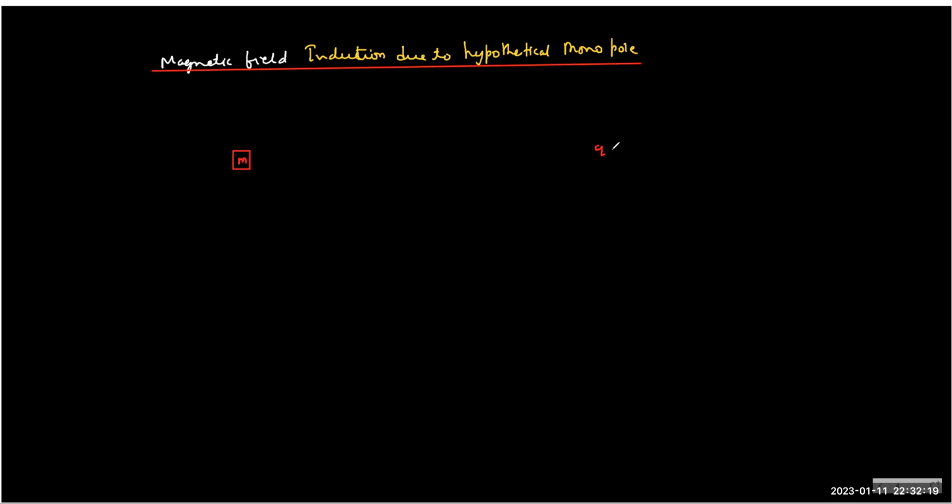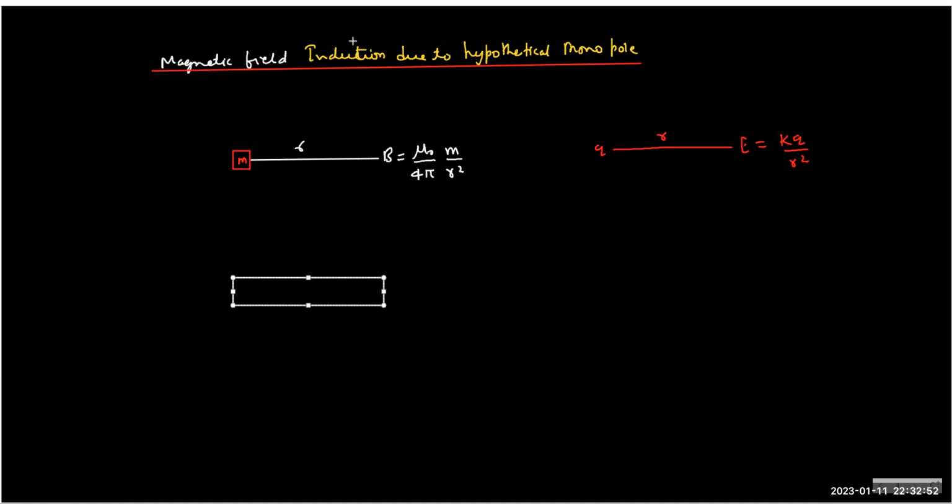So I'll do one by one. From electrostatics, we know at a distance r, what is the electric field? K q by r square, right? So similarly, for monopole, the value of magnetic field will be mu naught by 4 pi, m by r square. If you think this is the formula, then the moment I give you a bar magnet, you can take the geometrical length as the length. So this is like plus m is here, minus m is here.